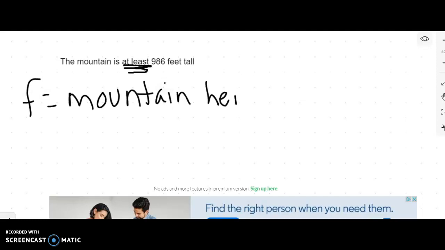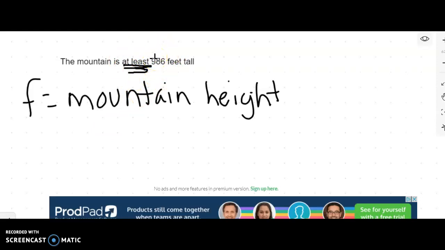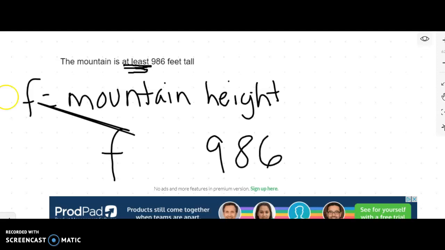It could be any number. Any letter can be your variable. But I'm going to use f just because it says feet tall right there. So when we're looking at a problem that says at least, that means that 986 is the smallest amount it could possibly be. But the mountain is going to be taller than that. So I'm going to write out down here f, and then I'm going to put 986 here. So we know that f has to be larger than 986. So I'm going to go ahead and put our inequality towards that side.